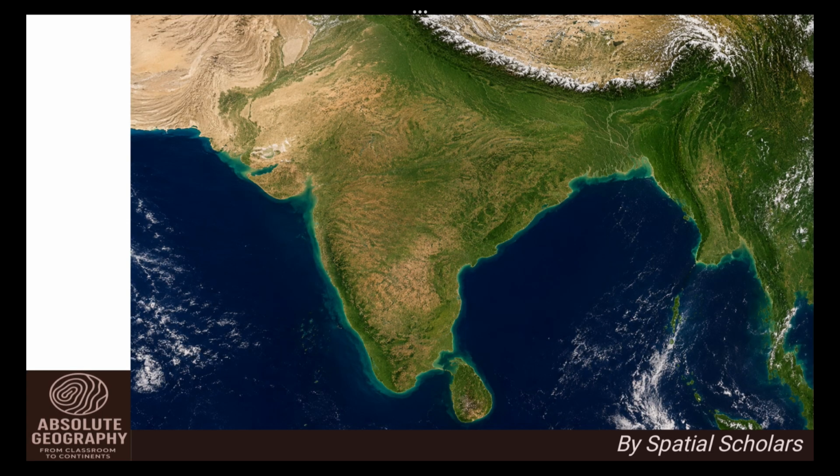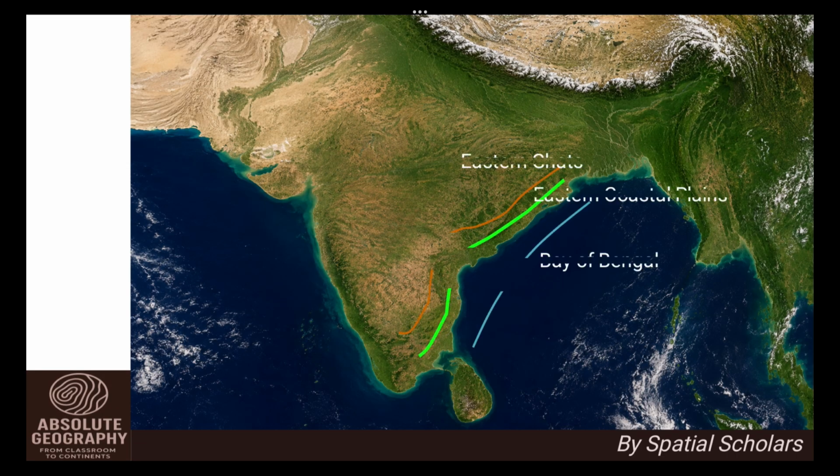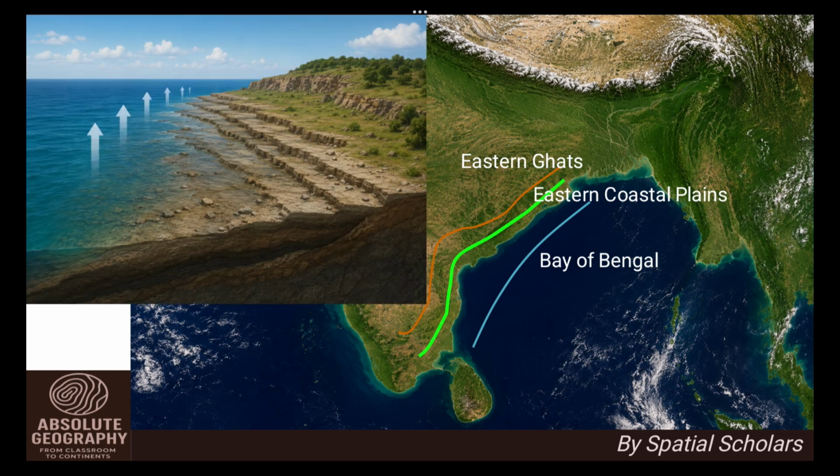Now, let's move across the peninsula to discover why the eastern coastal plains look completely different. These plains lie between the Eastern Ghats and the Bay of Bengal. Unlike the western coast, this is an emergent coastline. Over millions of years, tectonic uplift combined with the continuous deposition of sediments by the rivers created a broad, flat coastal plain. As a result, the eastern coastal plains are much wider than their western counterparts, ranging from about 100 to 130 kilometers in width.